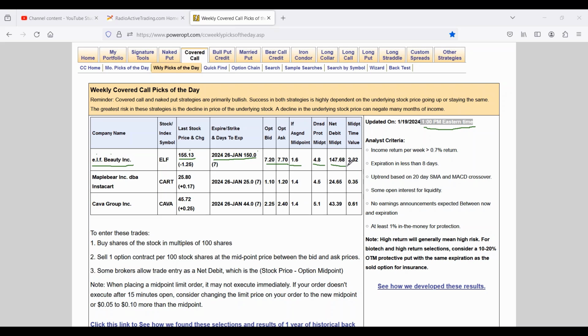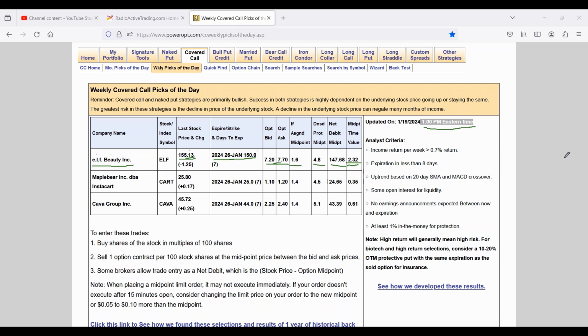And as you see, the midpoint time, I said the time value is 232, but the midpoint would be about 745 or so, but we are $5.13 in the money. So part of that 720 is the $5.13. The remaining 232 at midpoint would be the time value return, which gives us that level.